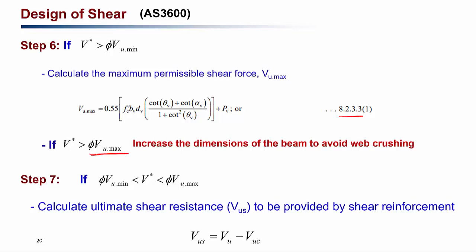So you need to find out what is the shear contribution required from the stirrups. So the contribution required from the stirrups is the total shear capacity required, that is Vu, minus the contribution from the concrete. So once you have the contribution from the steel required, we can find out what diameter of the stirrups and what spacing of the stirrups is required.